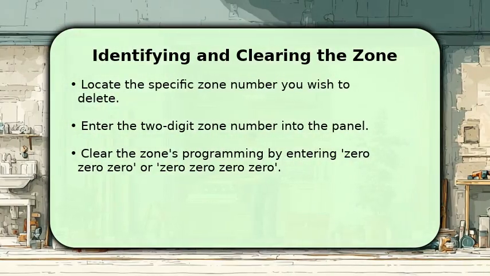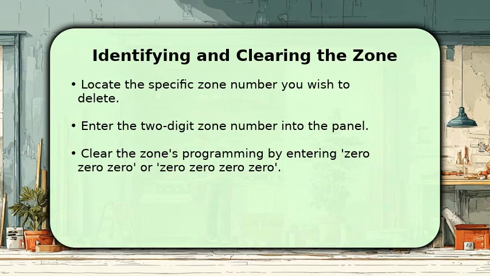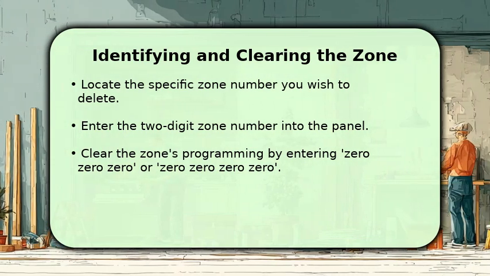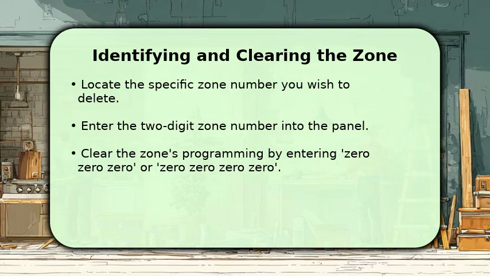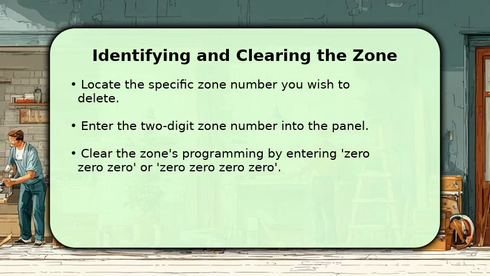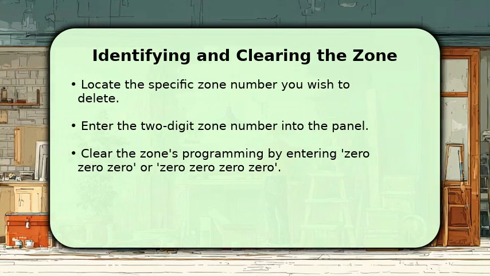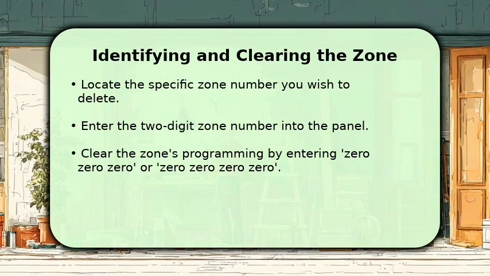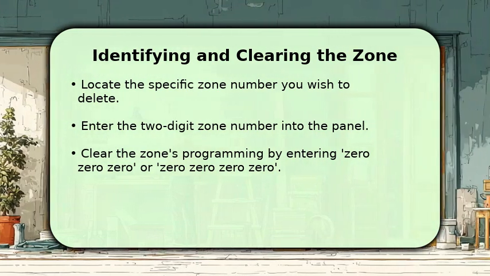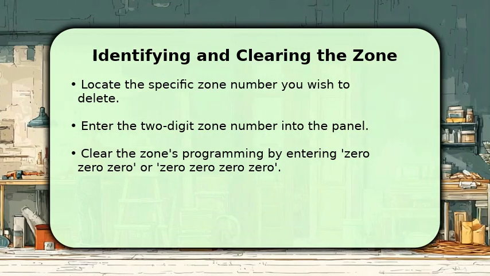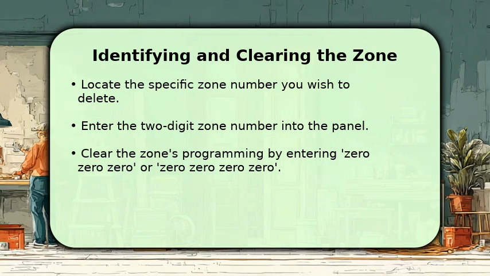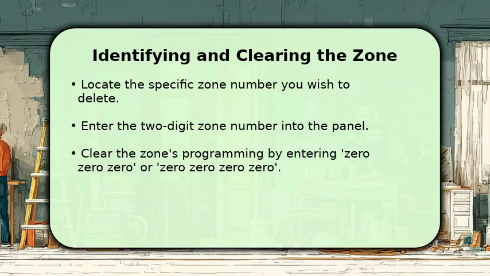Now that you're in the zone programming, locate the specific zone number you intend to delete. For example, if you want to remove zone 1, you would enter 01. Next, to clear the zone's programming, you'll typically enter 000 or 0000 depending on your panel model. This action effectively erases all associated settings for that particular zone, making it inactive within your security system.